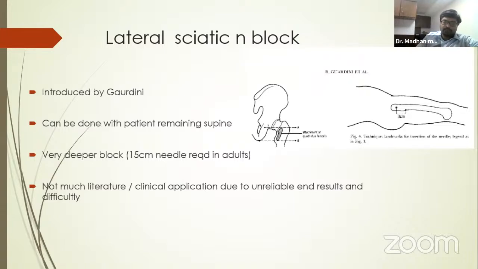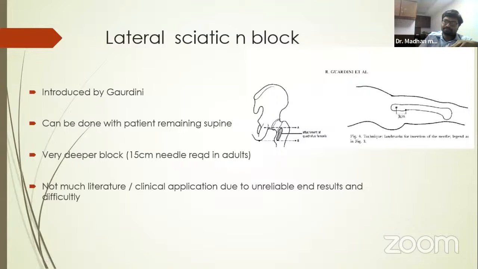Just for completion's sake, I am going to tell the lateral sciatic nerve block, which is not being practiced frequently. It was introduced by Guardini in the 1990s, where he put the patient supine and palpated the greater trochanter and 3 centimeter distal and posteriorly. He marked this needle entry point and went all the way towards the medial side from the lateral side. And once you get the stimulus, you can deposit the drug. That's what has been done by him.